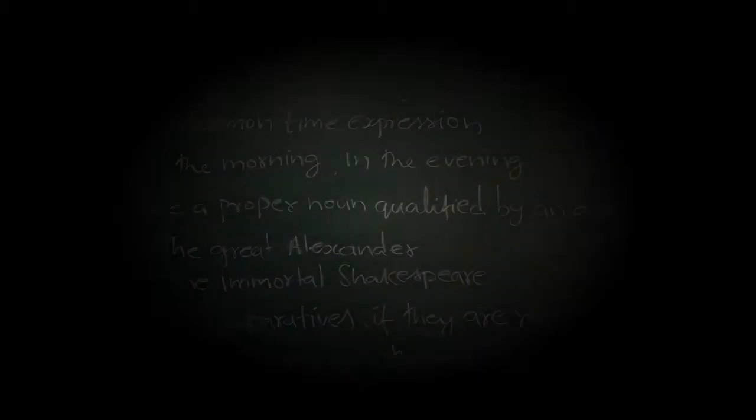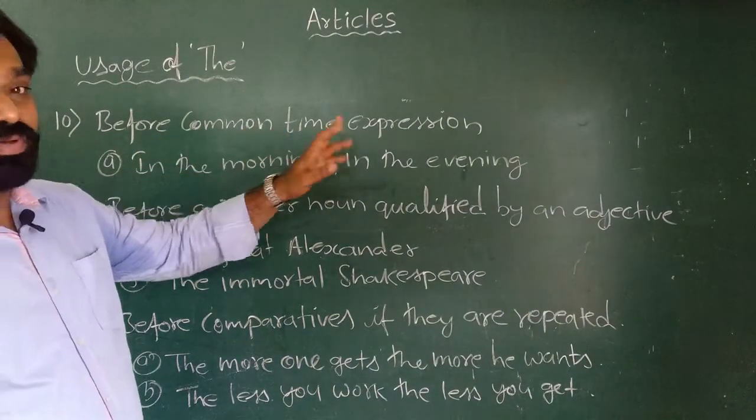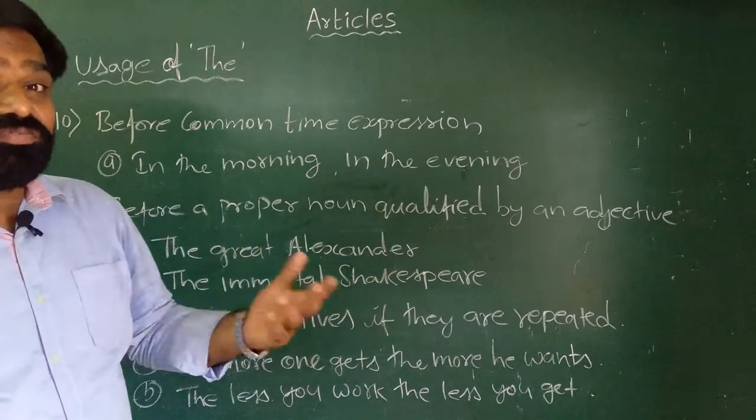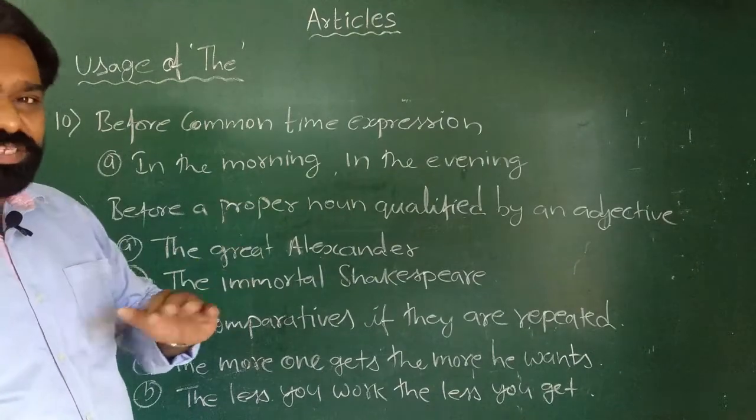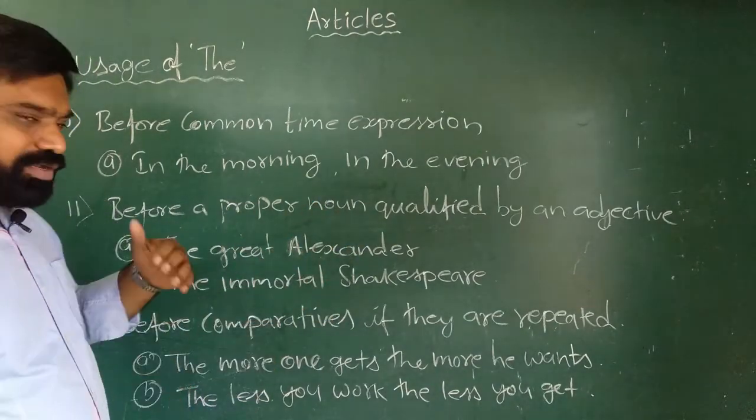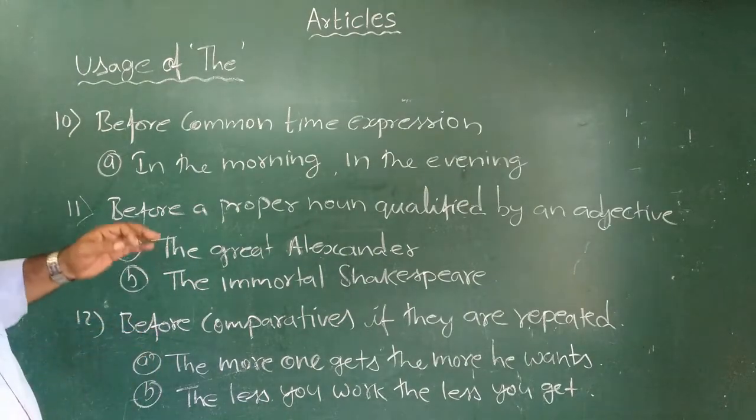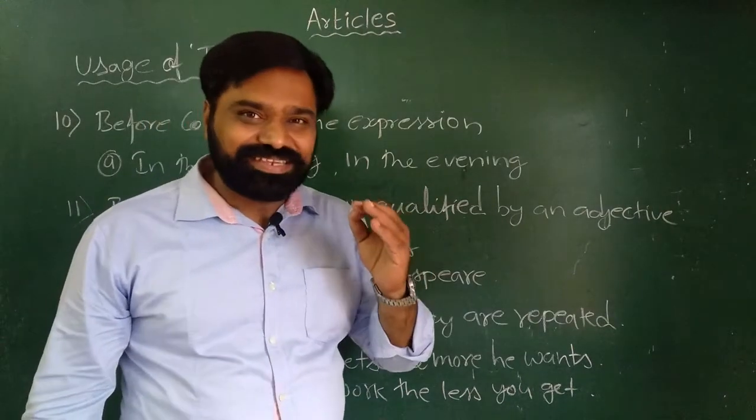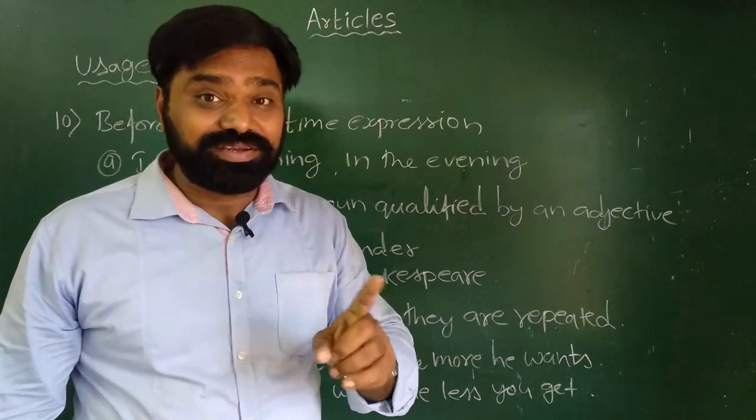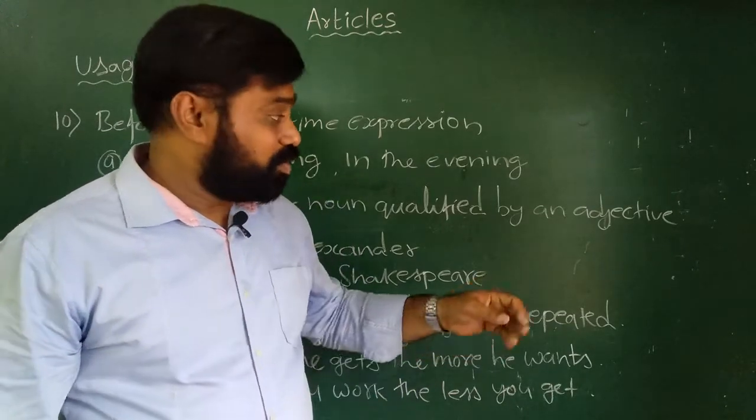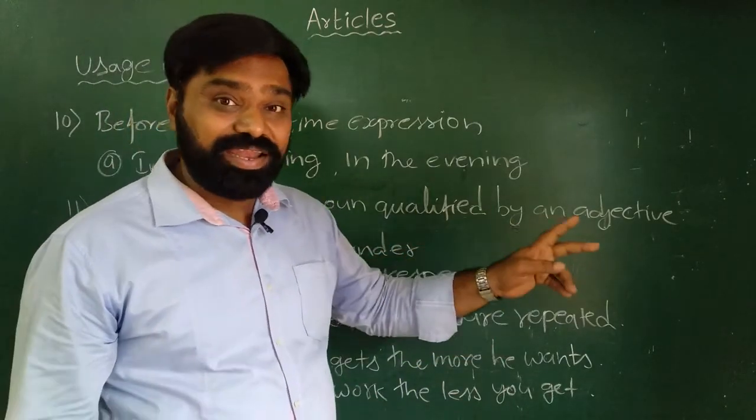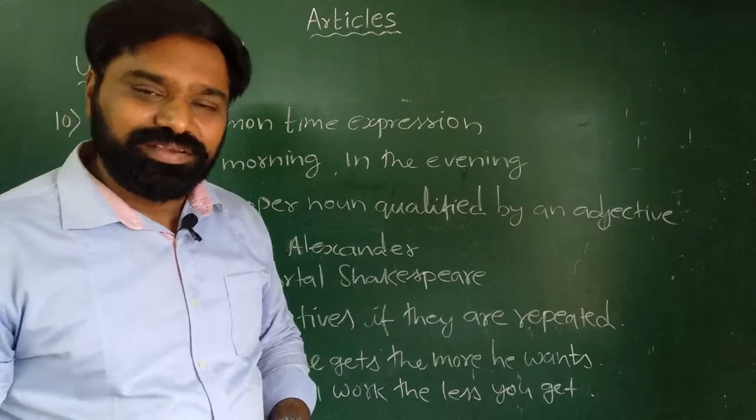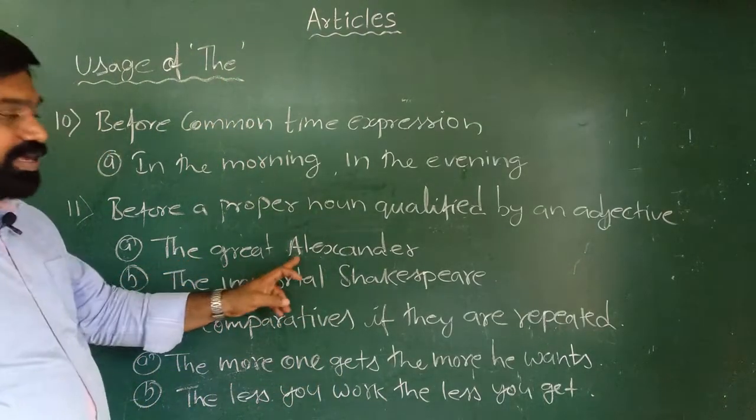Right? We use the before common time expressions. For example, we say in the morning, in the evening, in the afternoon. These are all common time expressions. For that we use the. Coming to the next one, which is quite interesting. We use the before a proper noun qualified by an adjective. We generally don't use articles before a proper noun, but here the proper noun should be qualified by an adjective. There should be an adjective before the proper noun. Then we can use the article the. Let us see how. The great Alexander.